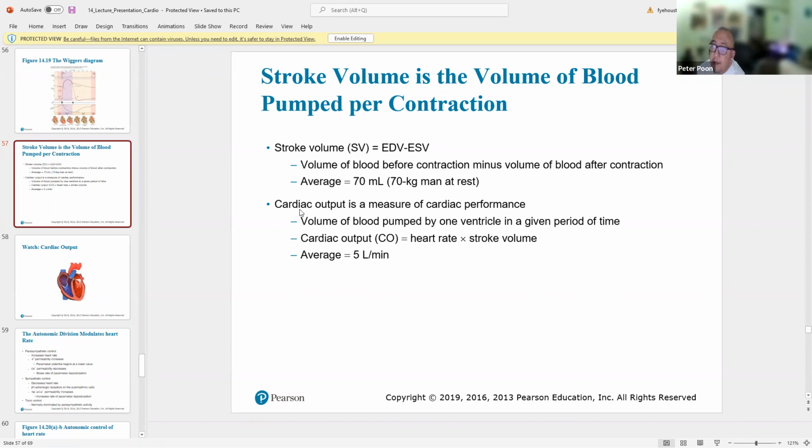Okay, so there's a formula for stroke volume again. Now a little bit more detail. Our stroke volume is how much blood comes out per pump. Cardiac output is a measure of cardiac performance. Cardiac output is the volume of blood per pump, so 70 milliliters, times the heart rate, how many times your heart pumps per unit time, and that's usually minutes.